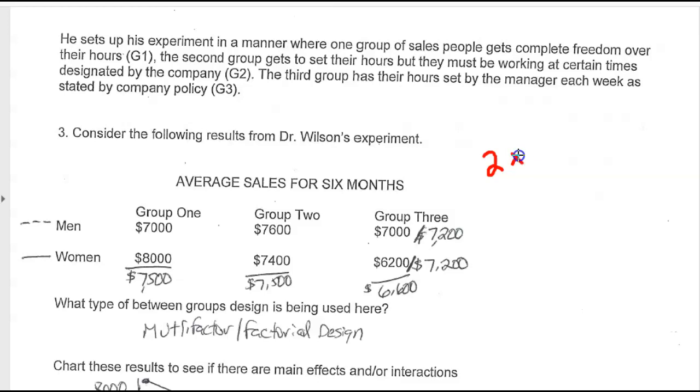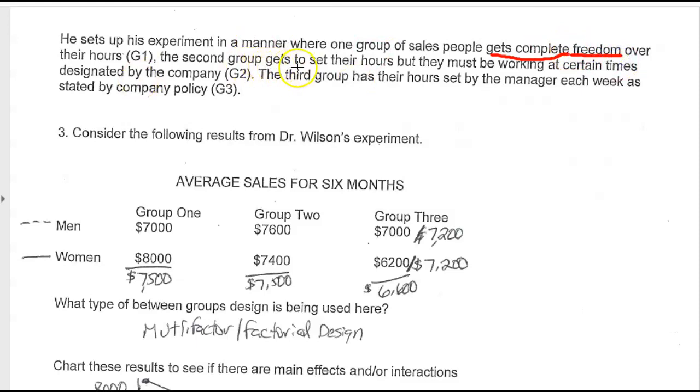ANOVA, analysis of variance. 2 by 3. There are 2 genders by 3 different working conditions. 6 possible groups of people. 6 total groups of people, I should say. So, group 1, they get complete freedom over their hours. Gee, you work for a place that's open 12, 14 hours a day? Complete freedom. You choose which 8 hours you want to work.